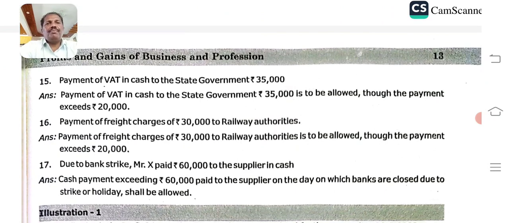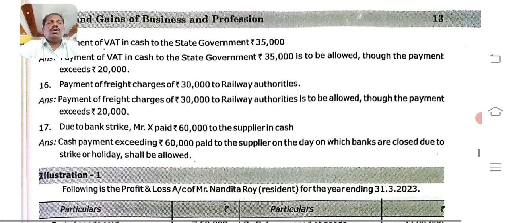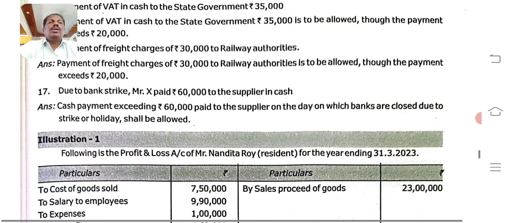Even payment of VAT in cash to state government, that is allowed. Payment of freight charges 30,000 to railway, it is also allowed. Due to bank strike, X paid 60,000 to supplier in cash, it is also allowed.